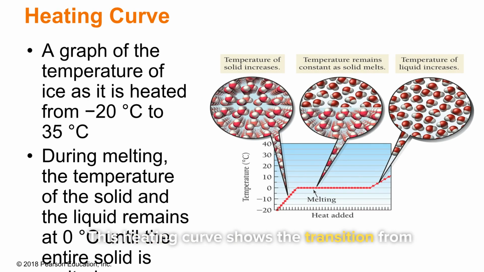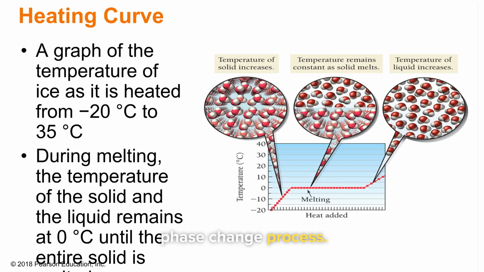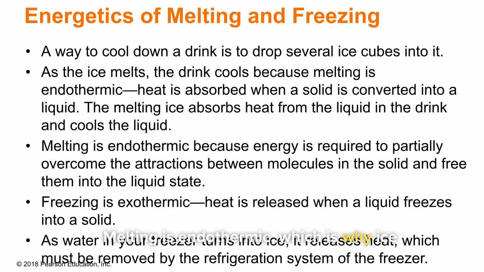This heating curve shows the transition from solid ice to liquid water. Notice the plateau at 0 degrees Celsius during the phase change process. Melting is endothermic, which is why ice effectively cools a drink by absorbing heat from the liquid. Conversely, freezing is exothermic, requiring the refrigeration system to remove the released heat to sustain the process.